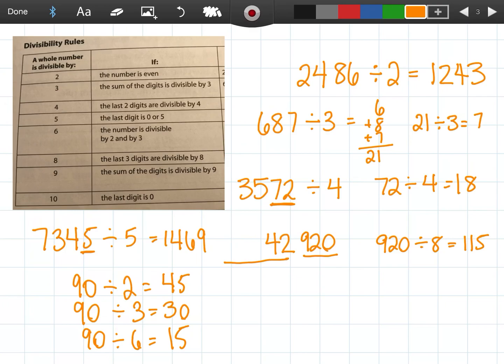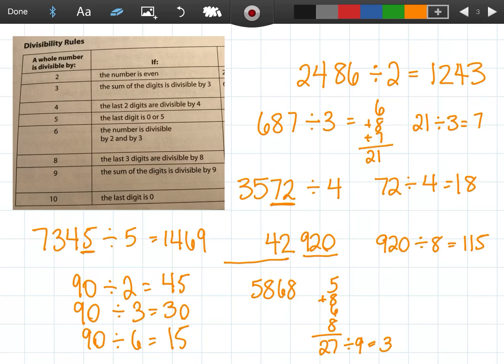For 9, the sum of the digits is divisible by 9, so it's similar to the divisibility by 3. So for example, 5,868: if we add all those numbers together, you get 27, and we should know that 27 is divisible by 9 because the answer is 3. And for 10, similar to the 5 divisibility, anything that ends with a 0 is divisible by 10. So these are some neat little tricks that can help you gauge whether you are going to have a remainder or an even quotient.